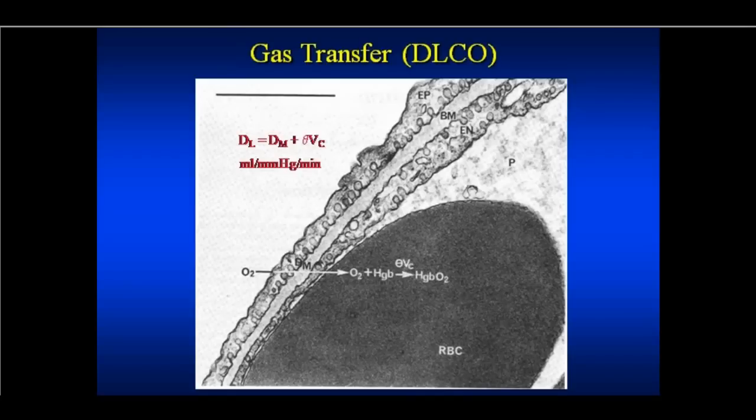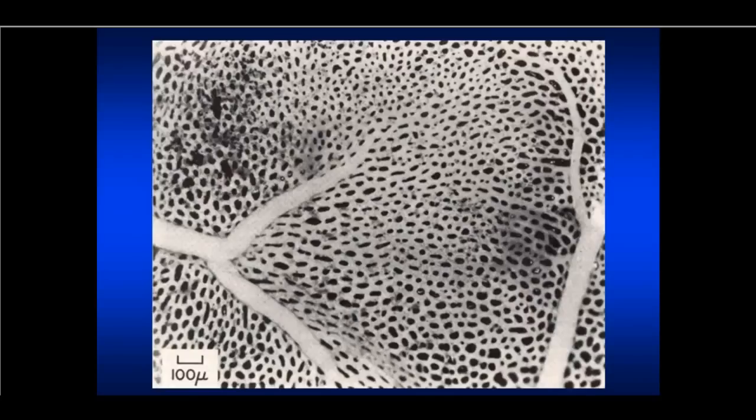These are just the units you'll typically see. How many mLs of carbon monoxide can we push across per millimeter of driving pressure per minute? That's just the unit. When you see the number, those are the units for that. Okay. This is just showing a capillary bed spread out. This is a frog, Kermit.